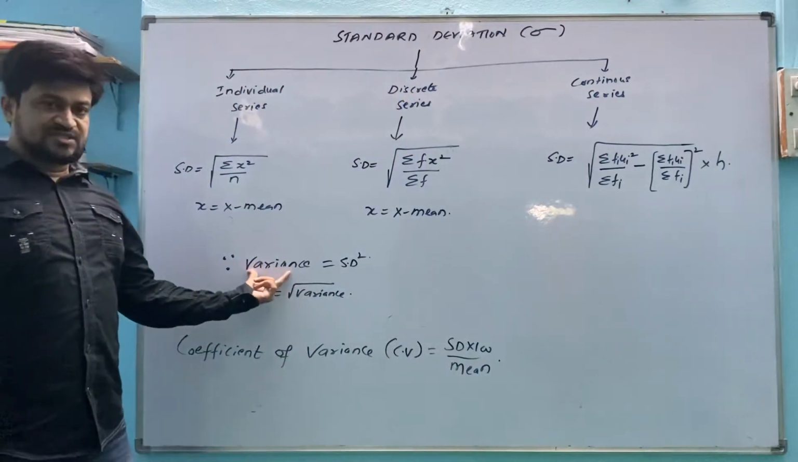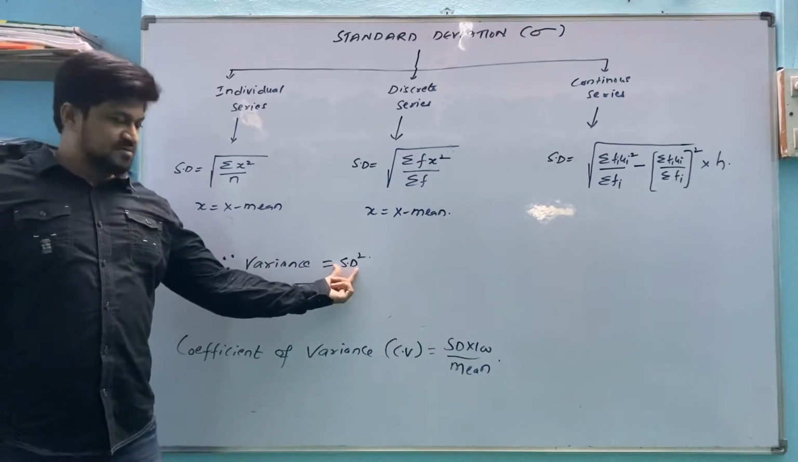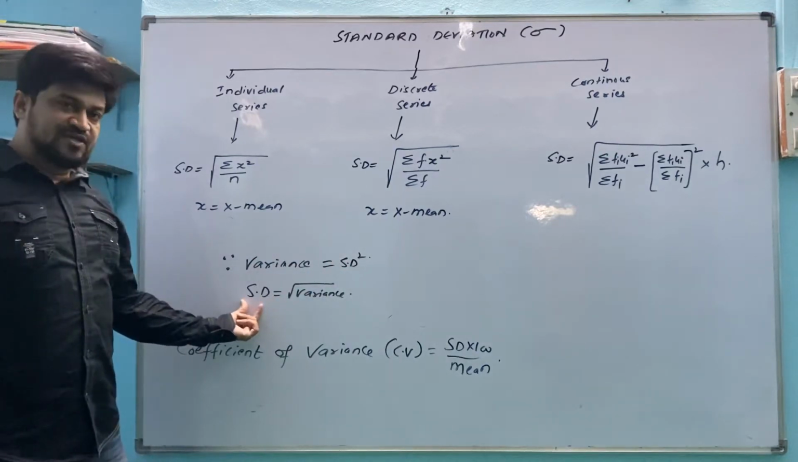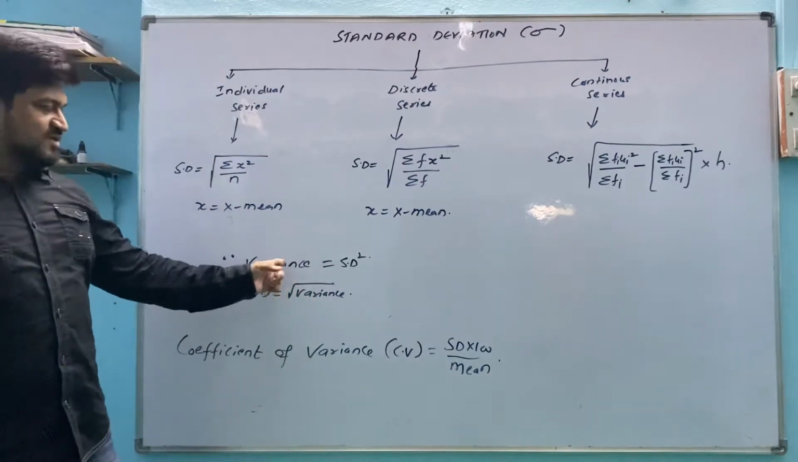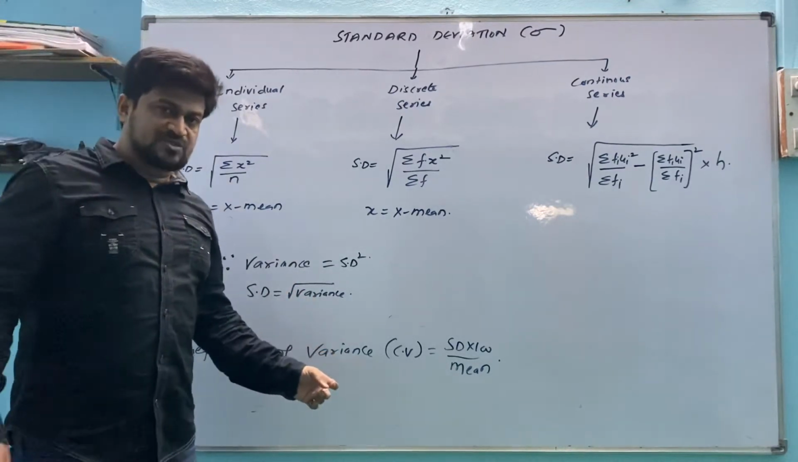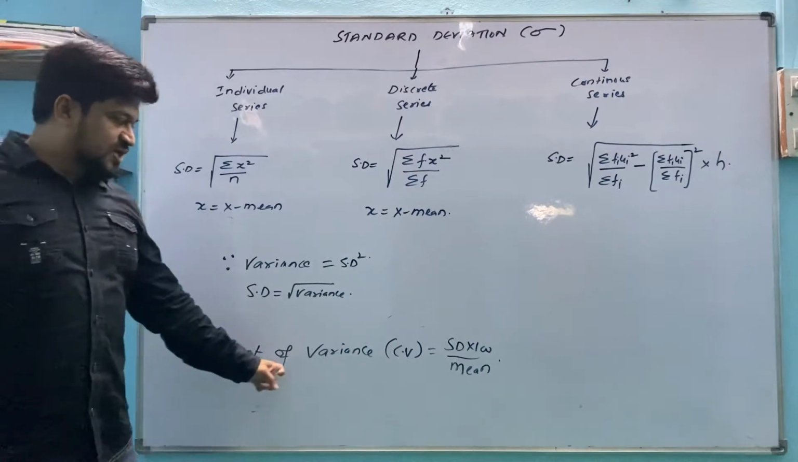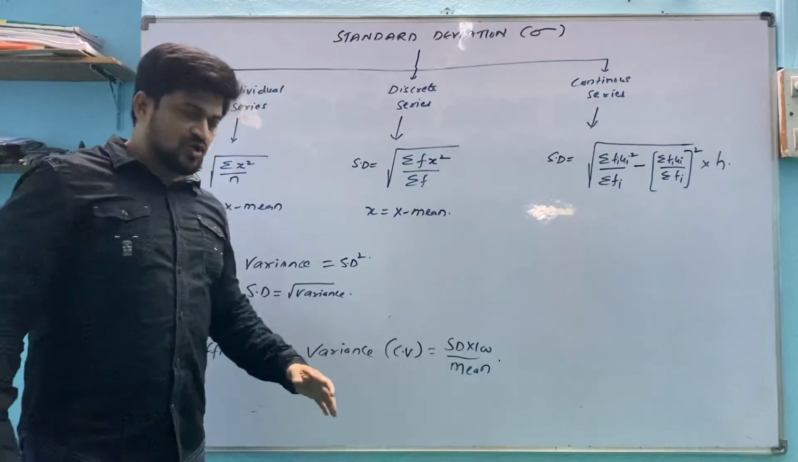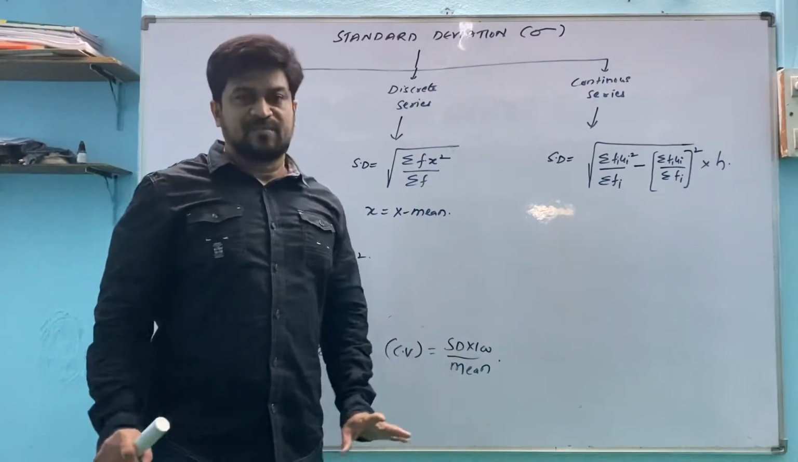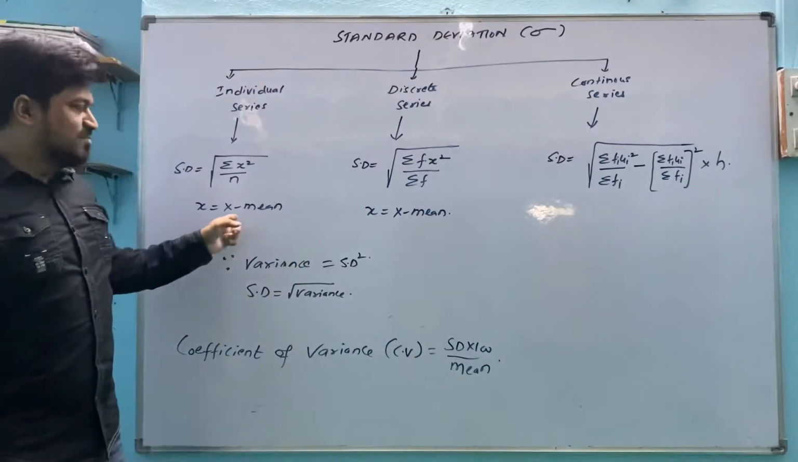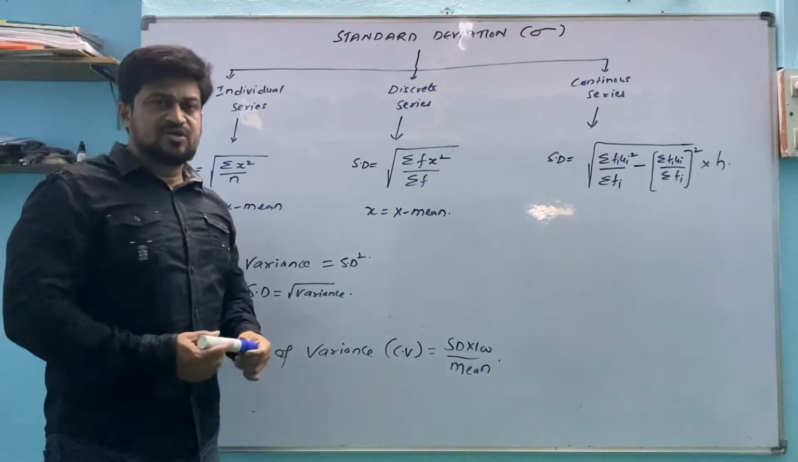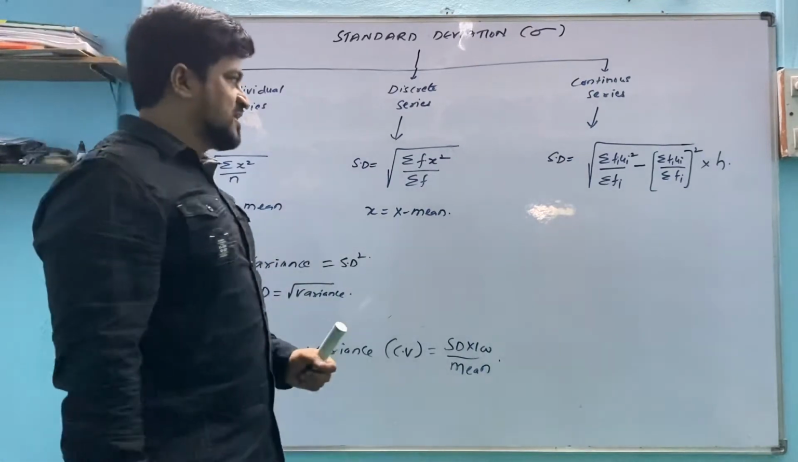Then we have variance. Variance is standard deviation square. Afterward, if you want to find standard deviation, we can take the root of variance also. These things we will consider at the time of doing 4 marks questions. Coefficient of variance, CV, is standard deviation into 100 by mean. So to do standard deviation, you have to be good in mean. Already we have done mean problems, so it is very easy to understand this.